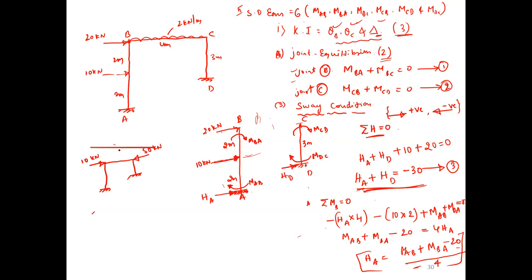What is the sway condition for the given beam? HA plus HB minus 40 is equal to 0. Yes, this is HA positive. So if you take this like this, HA plus 10 minus 50 plus HD equals 0. So HA plus HD equals 40. Minus 40 you are getting; if you take it on the right side, it will become plus 40.